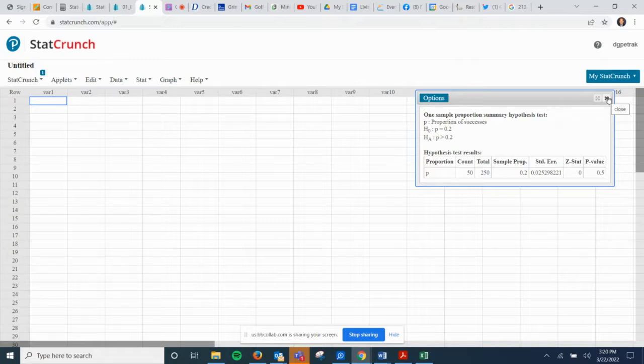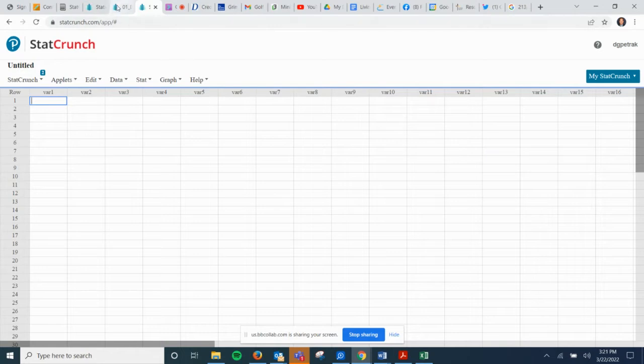Does that make sense? Was the sample they gave you exactly the same as what they thought the population was? Yes. Okay, cool. Well, that's not a super exciting problem.